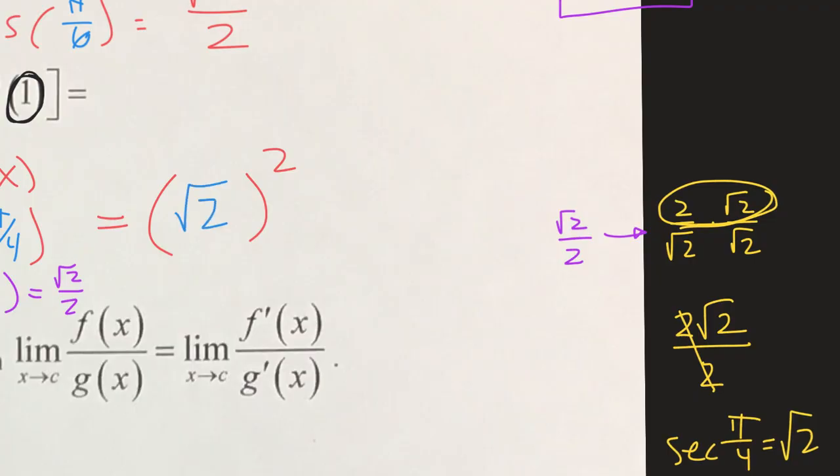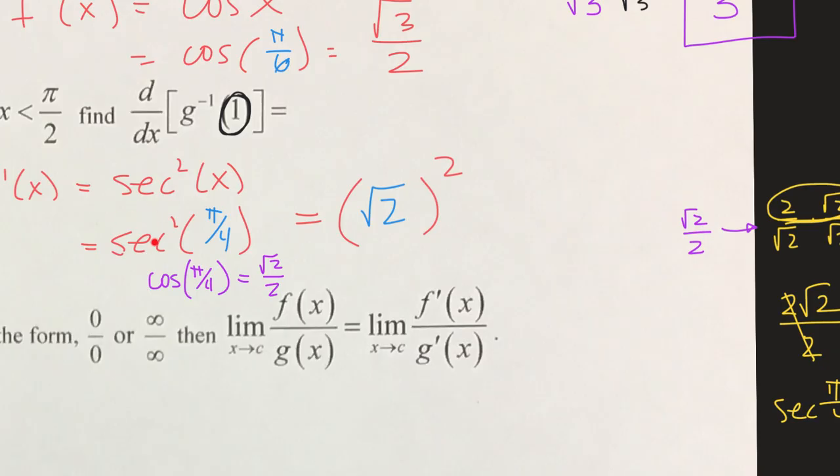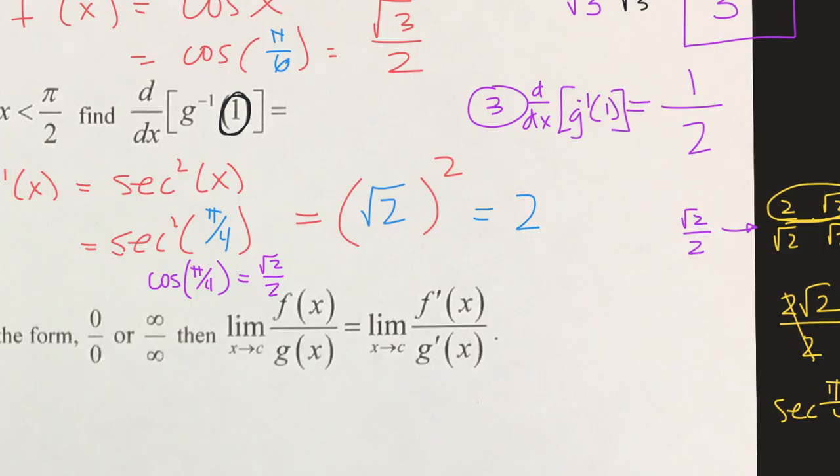This says to square the secant value. Right? It says secant squared at pi over 4. Well, the secant of pi over 4 is root 2. So when I square root 2, I get positive 2. Okay? But I'm not done, right? That's just the second part. That's finding the value of the derivative. So our third part is going to be to take its reciprocal. So 1 over 2. The derivative of tan, g inverse, I guess, g inverse at 1 is going to be 1/2.